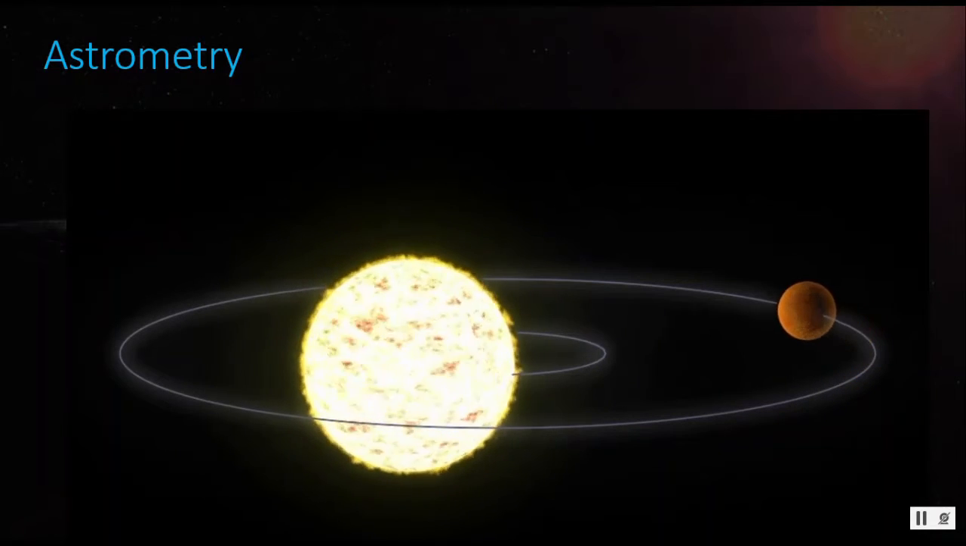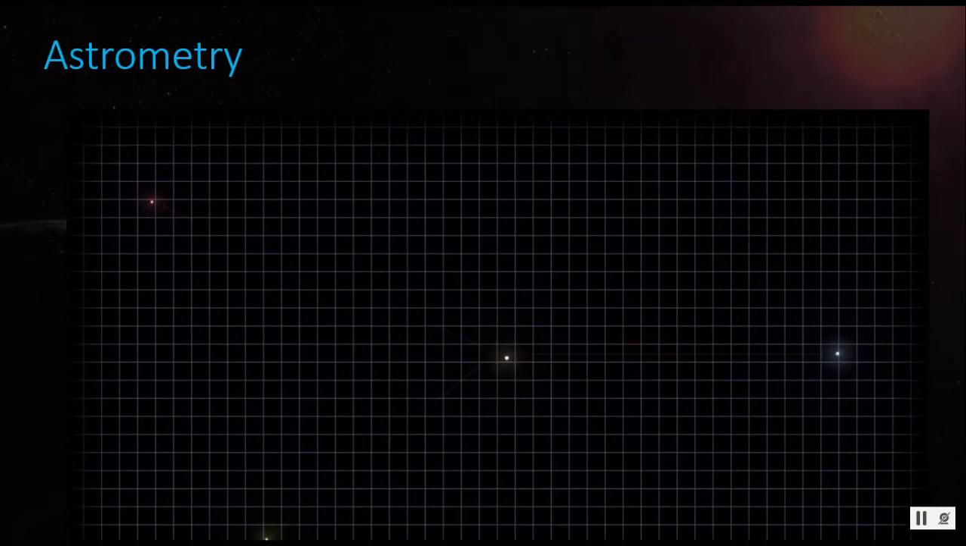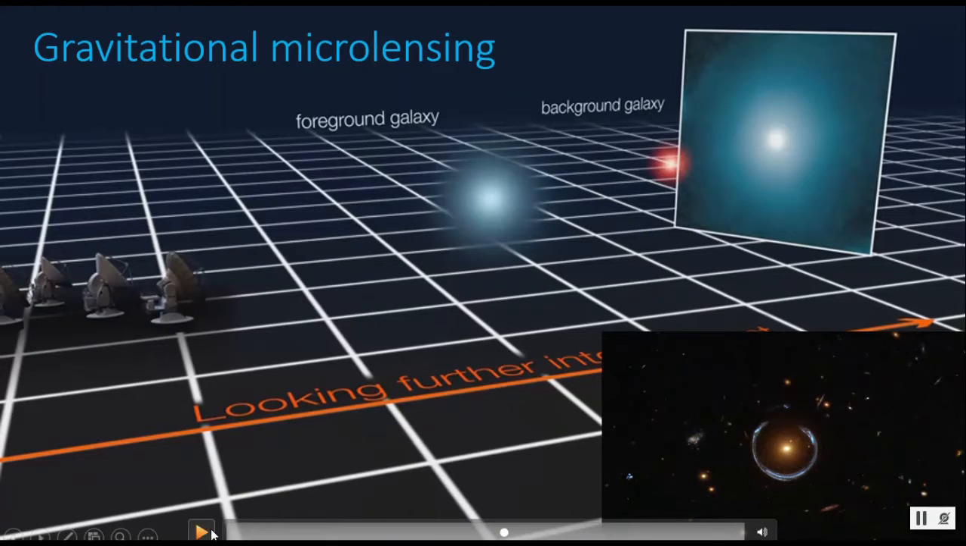Astrometry is another method which uses the wobbling of stars to find exoplanets. In this method, the position of the star is measured relative to other stars around it. If this position is changing, then we can understand that the star is wobbling and it has an exoplanet orbiting it. This method is extremely hard to do because it requires extremely precise optics.